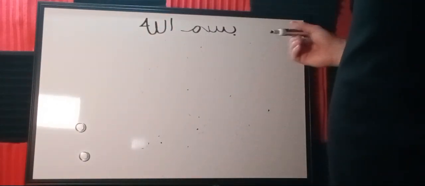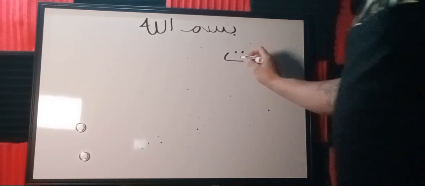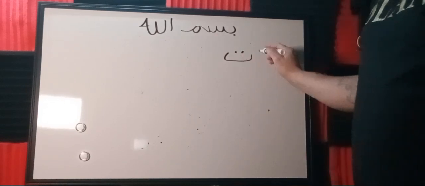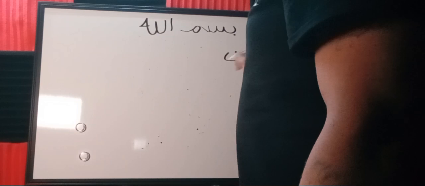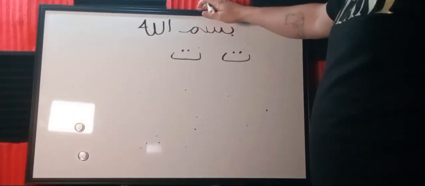All right. So we got the next letters. So we got Aleph, Ba, Ba. Then we got two dots. Looks like a smiley face. Ta. Ta.